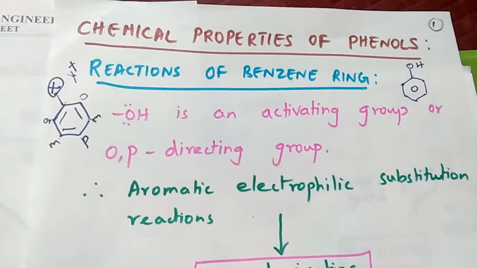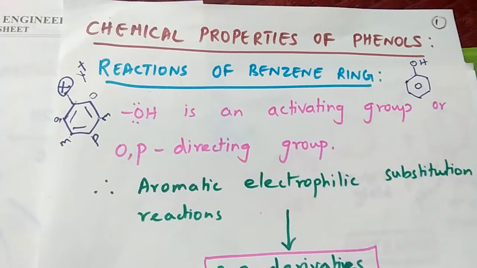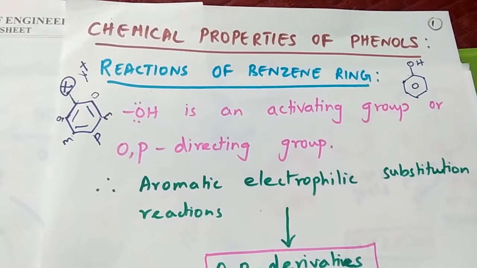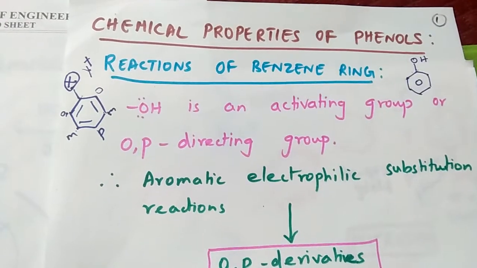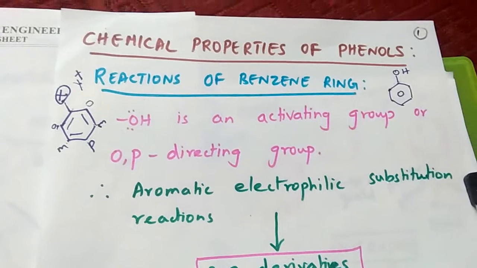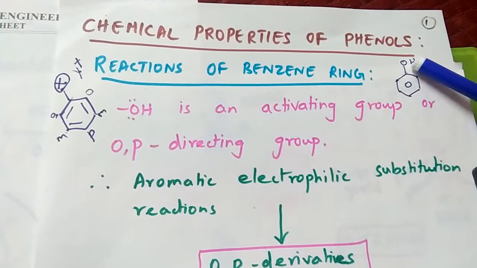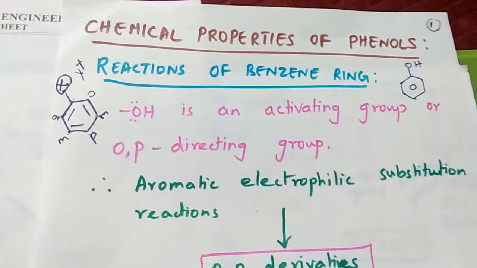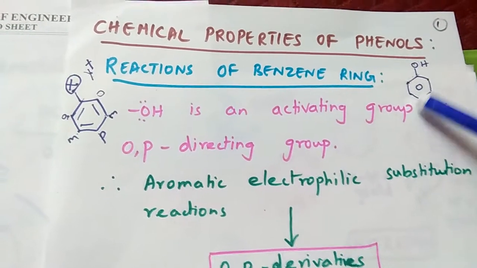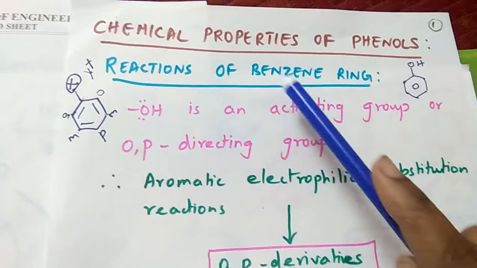Hi students, last class we were discussing the chemical properties of phenols, where we discussed reactions of the hydroxyl group. We know what phenols are. Phenol is a compound in which the hydroxyl group is directly attached to the benzene ring. Now we are going to discuss the reactions of the benzene ring.